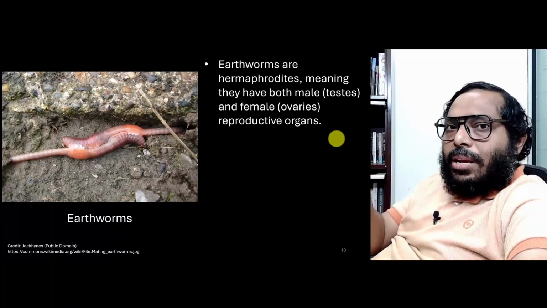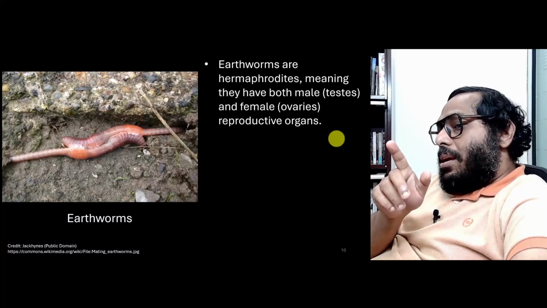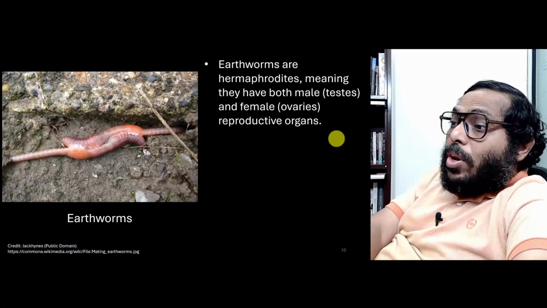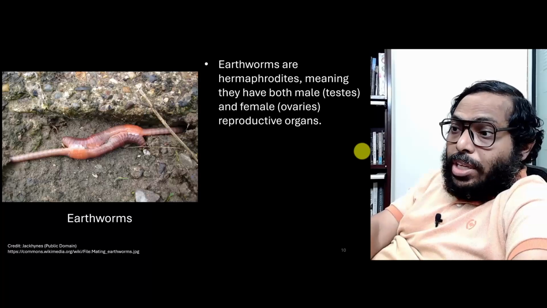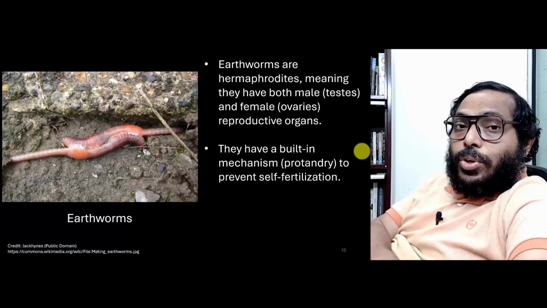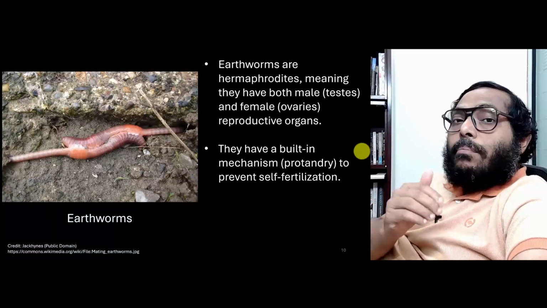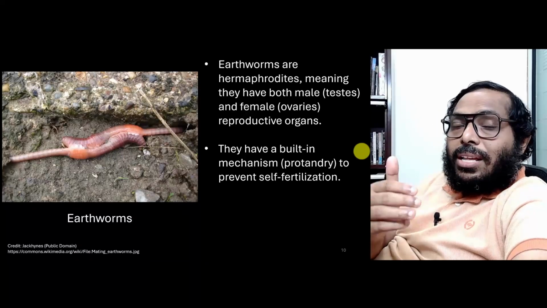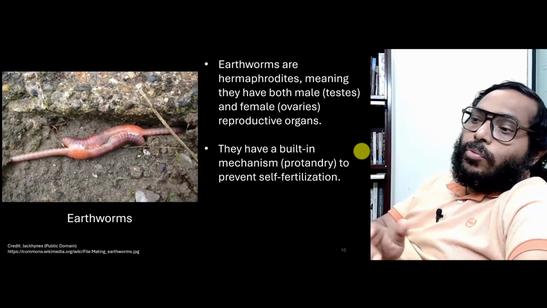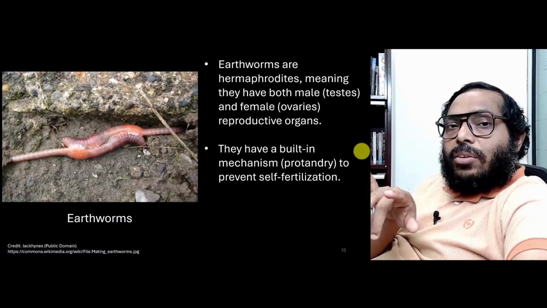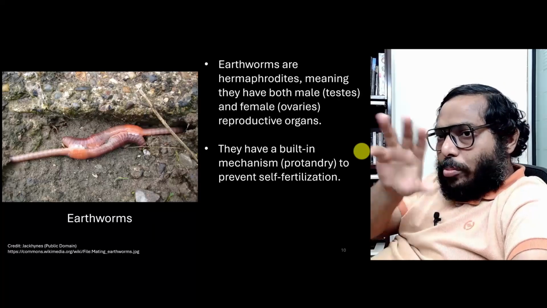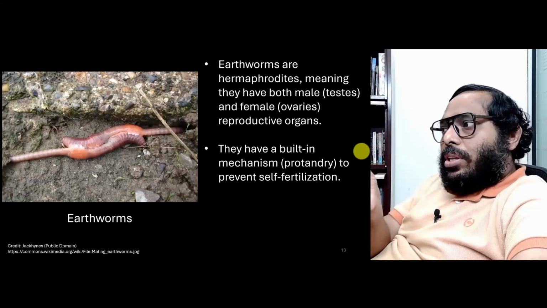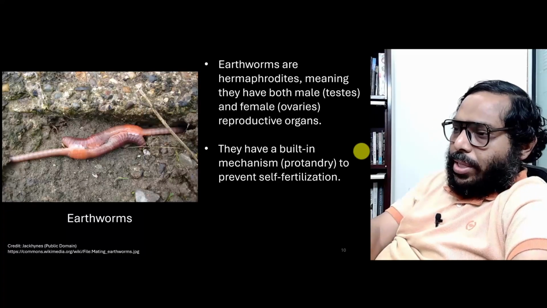It does happen in many plants, but when it comes to earthworms, it does not happen. Why does it not happen? Because earthworms have evolved something known as protandry. What is protandry? Here the male reproductive organs of the organism mature earlier than the female reproductive organs, which is why there is a prevention of self fertilization, and also the geometry of the organs is such that it is very difficult for them to bring the male and female organs together.